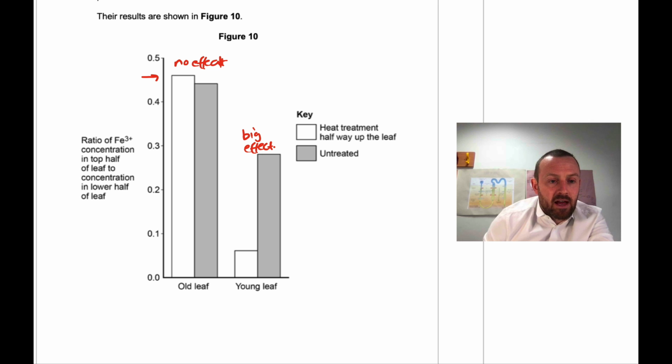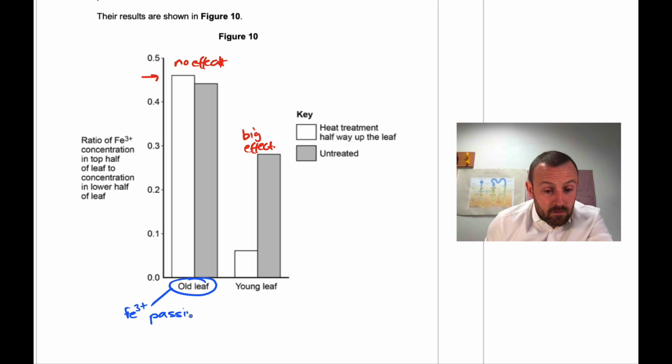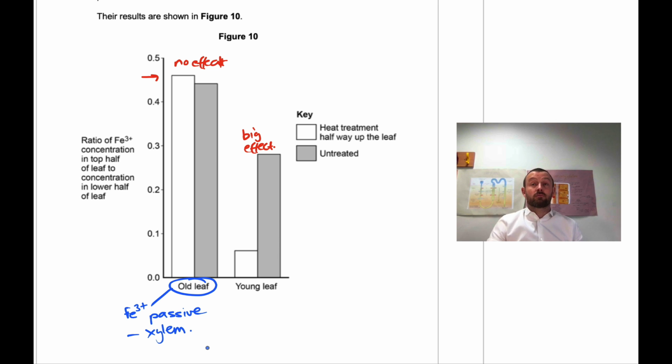So I would say that this no effect here, what does that mean? Well, that means in old leaves, Fe3+ movement is passive, and potentially in the xylem vessels, because we already talked about the fact that xylem vessels are unaffected by the heat treatment because the water content of the leaves was not different. Okay, so we could mention that.